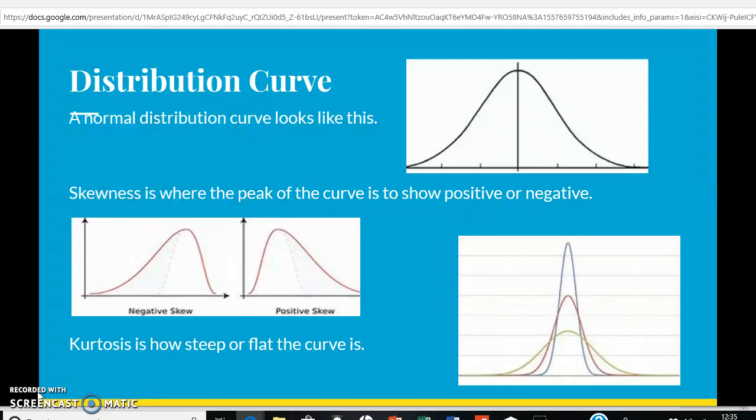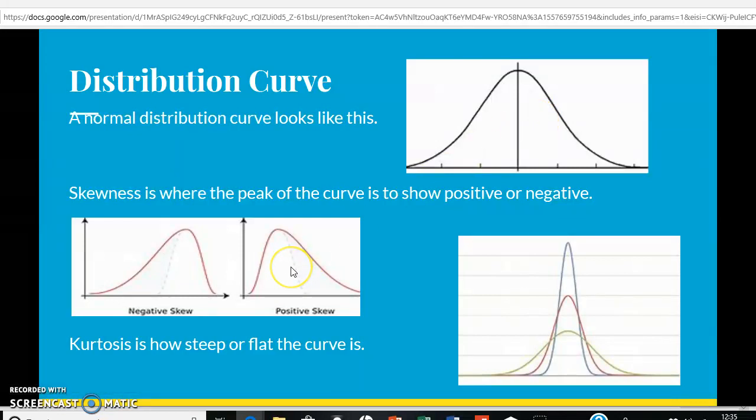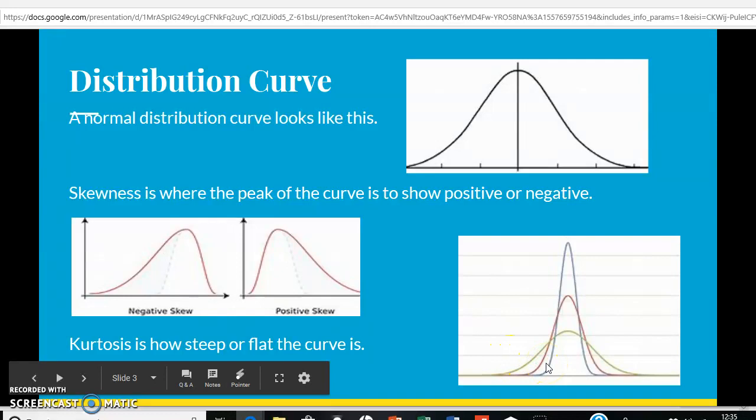A distribution curve is expected to look like this when the data is evenly distributed, but when it's not, skewedness curve shows where the peak of the curve is. If it's to the left, it's negative, and to the right, it's positive. Kurtosis curve shows the gradient of the curve. A flat curve is negative and a steep curve is positive.